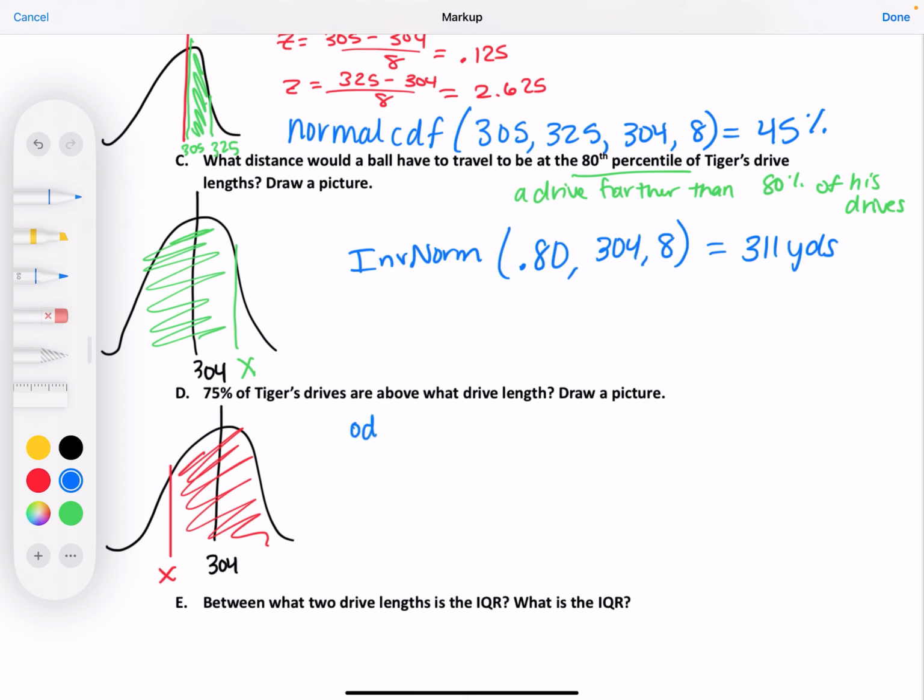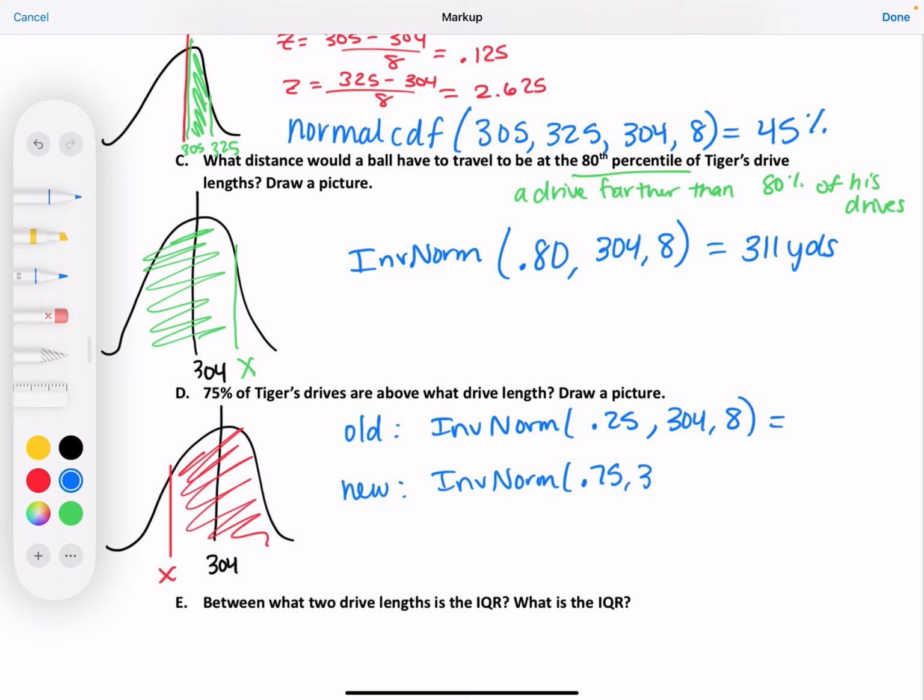So on the old calculators, not even that old, we would put in INV norm 0.25, 304, and 8. And then on the new one, you're going to put in INV norm 0.75, 304, 8, and then right. And Josh, what did you get? 299 yards. Nathan or other Josh, what did you get? 299. Okay, so just to show, same thing.